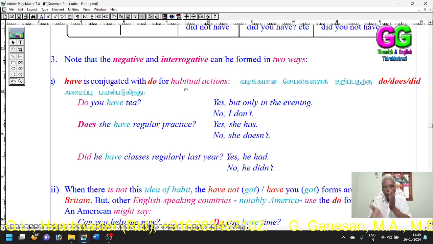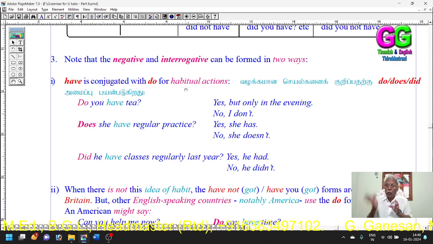If it is interrogative, then we shift the first word, do, does or did, and place it before the subject. If it is negative, then we place not after do, after does, or after did.